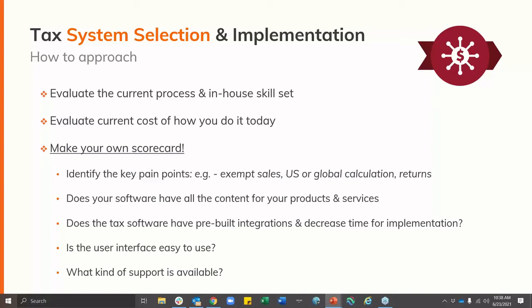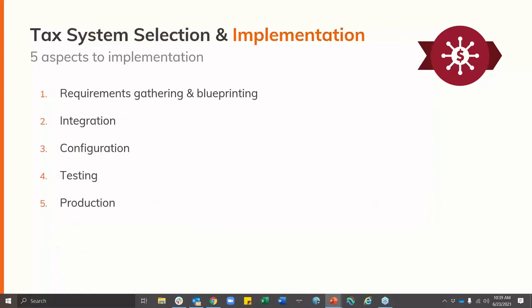And then what kind of support is available? Are you just buying a license and they say, good luck, have fun? Or are you buying a license that has added on different levels of customer service? Because obviously you're going to want to have that phone a friend out there that says, I need help, something's not working, my calculations aren't coming out right. Create that scorecard and then talk to that software company. Can you do all of these things for me? And talk to more than one software company.